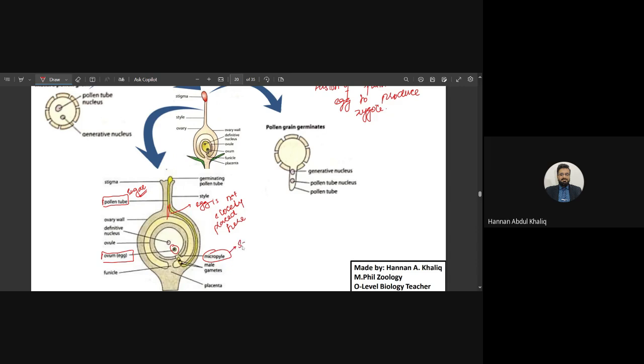Micropyle is the same part from where the water is soaked when the seed is sown.